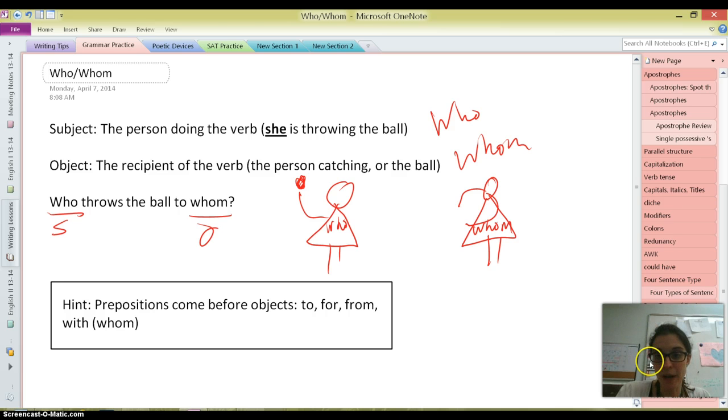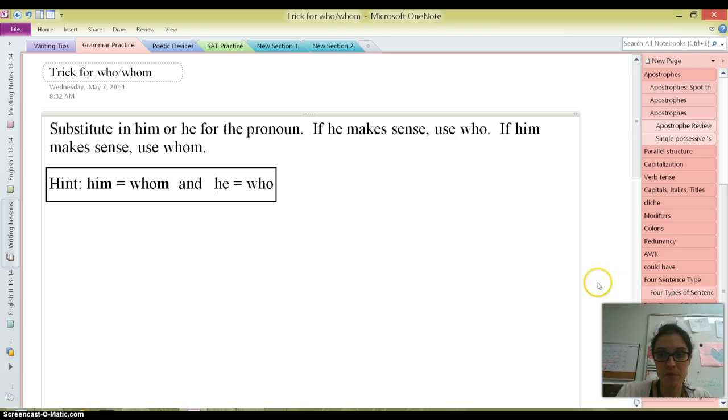All right, so I have a little trick that I wanted to talk to you about, how to tell if you want to use who or whom. You want to take the sentence and substitute the word him or he for the pronoun. Him goes with whom. See how they both end with an M? These are both object pronouns. He, on the other hand, goes with who because they are both subject pronouns. So if the word he makes sense, you use who, and if him makes sense, use whom. Okay, so again, him, whom. They both end in an M.